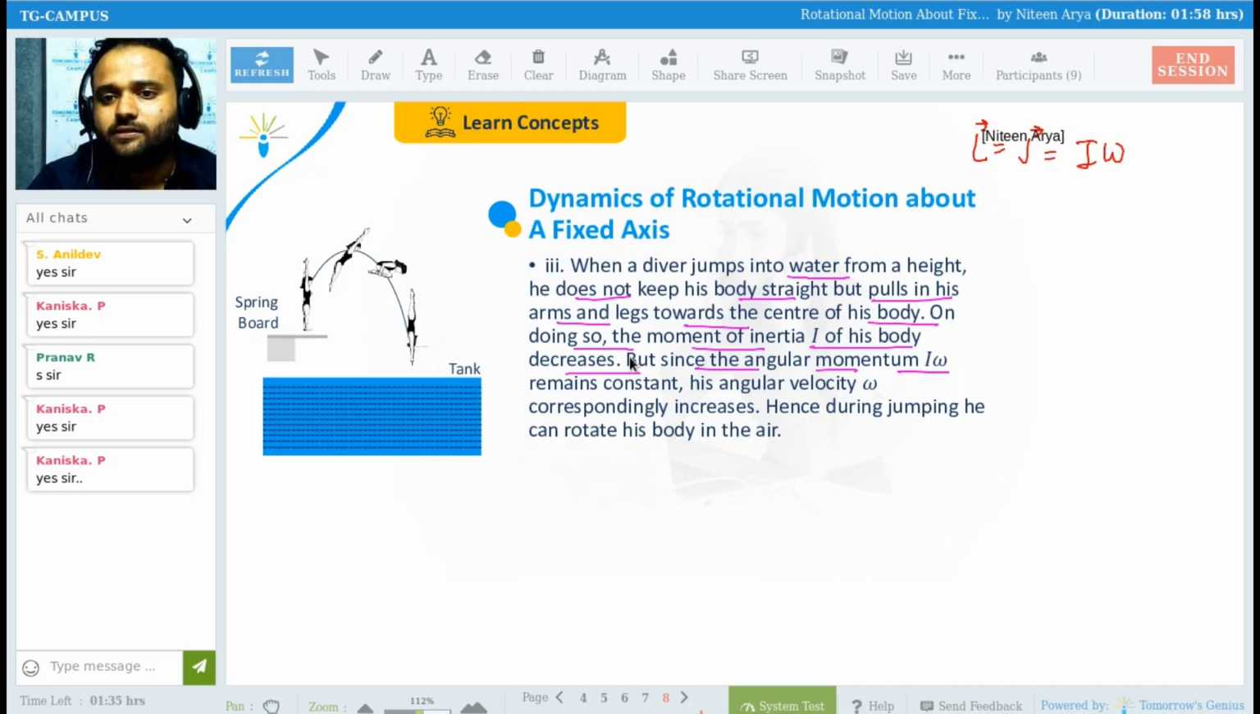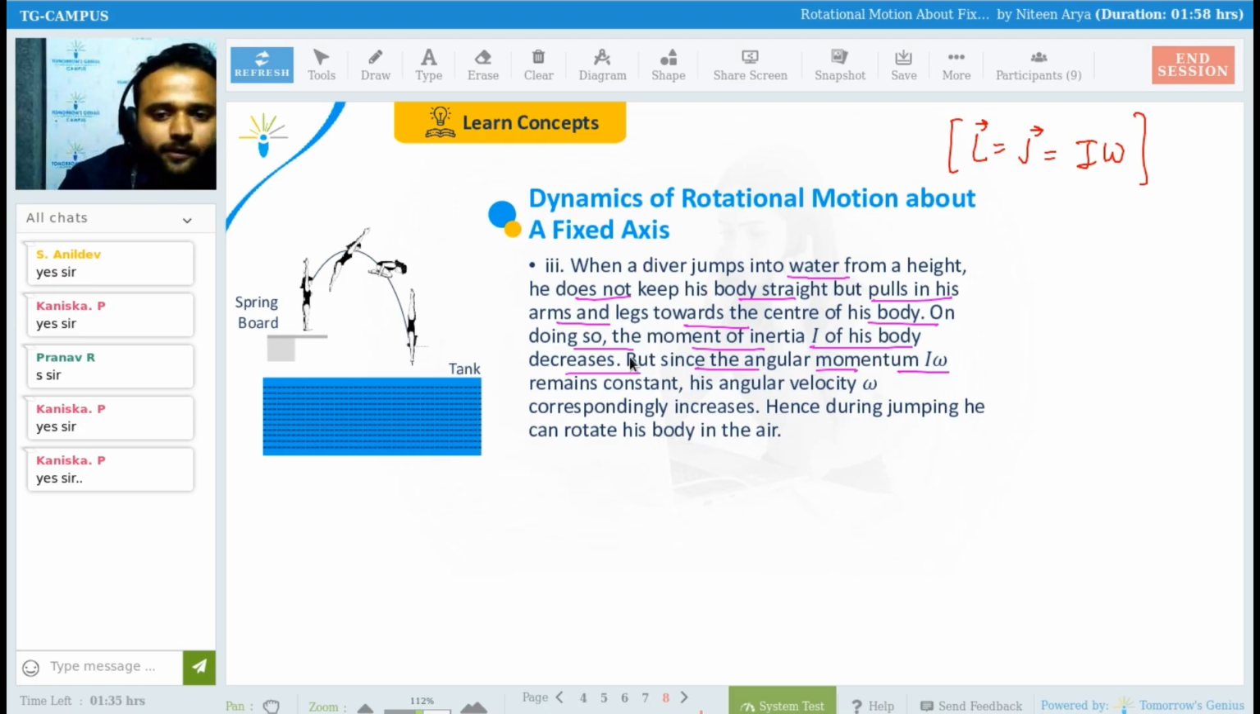So why do they close their body, wrap their body? To increase their angular velocity, to increase this omega, because there is no external torque which is going to change this L. So L is going to remain constant.